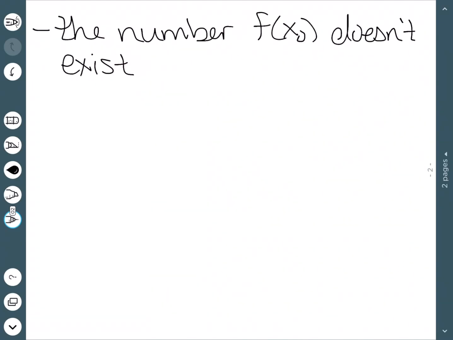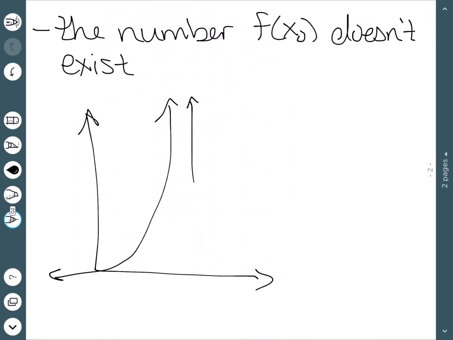The next thing would be that the number f of x0 just doesn't exist. That could look something like this, where this line here is just a horizontal asymptote. And this would be a type of discontinuous function. We actually just cannot define our function at a certain point.